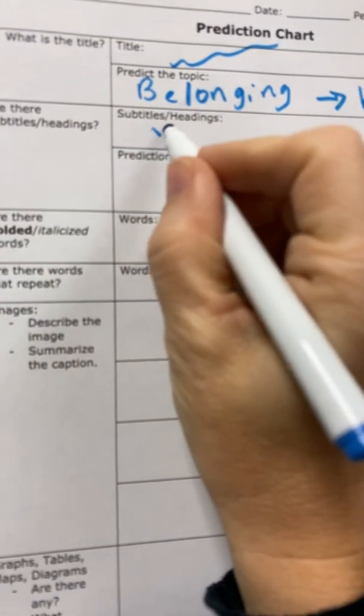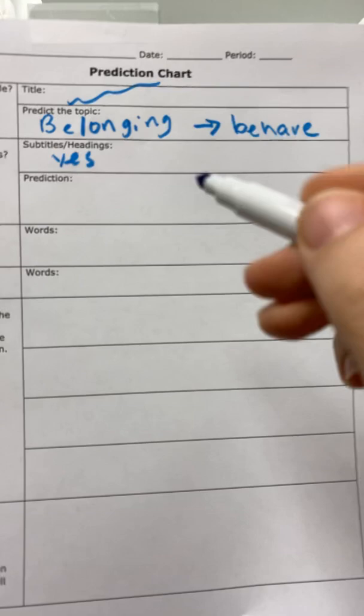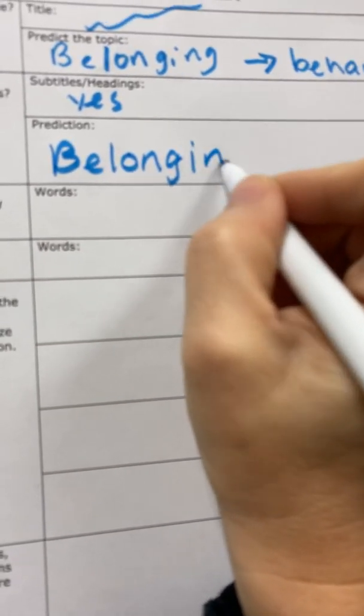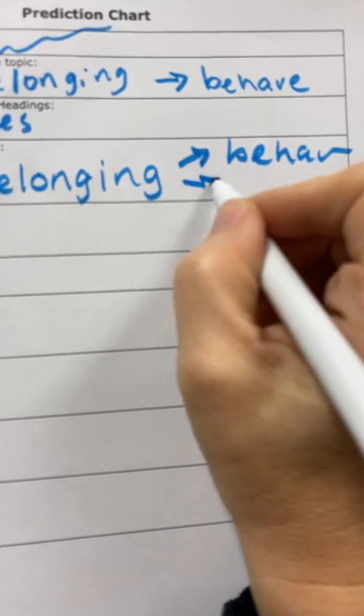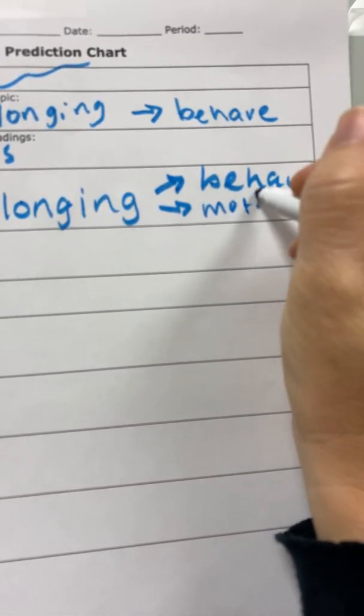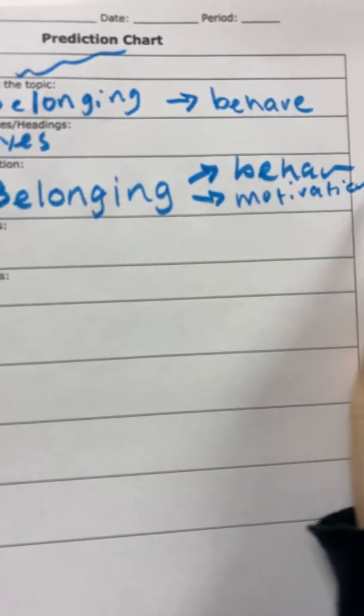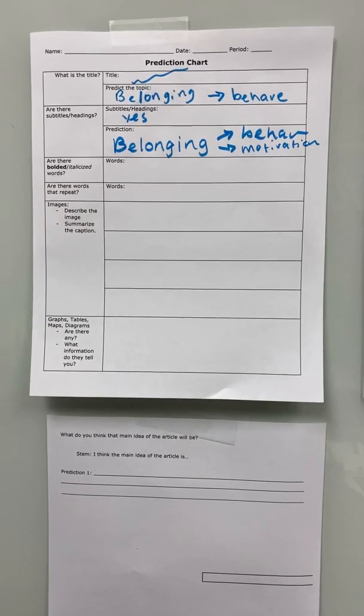So yes, and if it were in front of the kids, I would probably have that already filled out, or I'd fill it out with them. And then I'm going to say it's kind of the same. It's belonging or feeling like you belong, and something to do with behavior, and something to do with motivation or feeling like you want to do something. And kids might need some vocab. They might need to look up motivation if they don't know what it means.